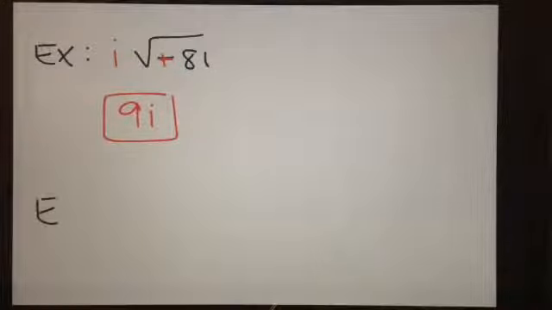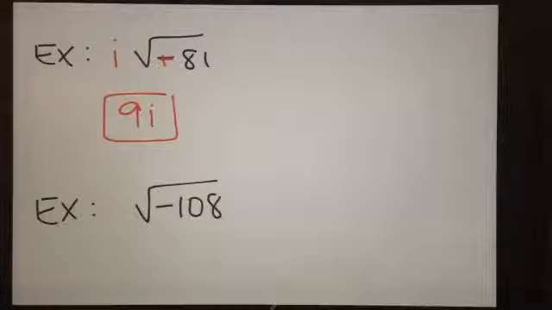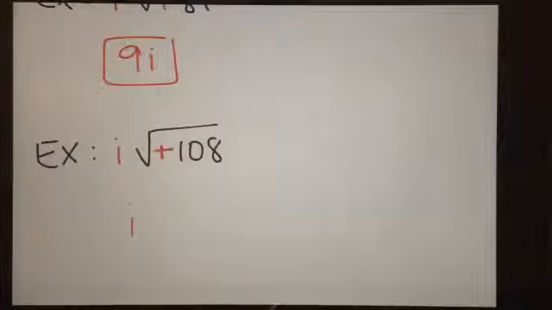For a second example, let's say we have the square root of -108. All I have to do is make that negative a positive, put an i in the front, and I'm done. That's my final answer, i square root 108.